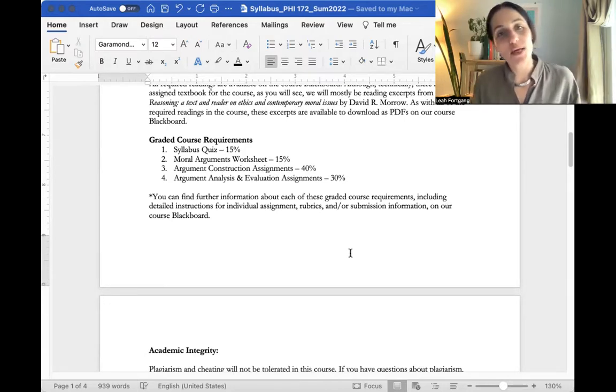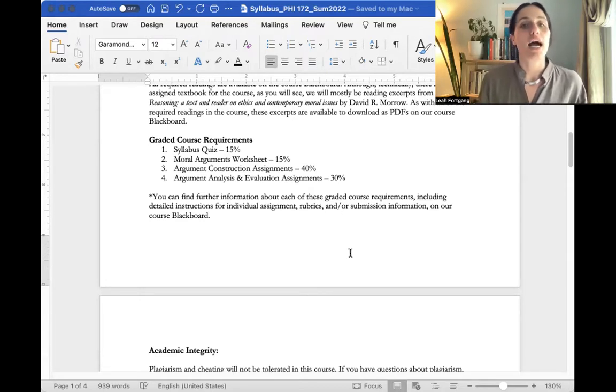And then later on in the week, we have something called the Moral Arguments worksheet, and that too is a one-off. It's just a series of questions, mainly covering the central concepts in the readings that were covered that week, the first week of the course. And then finally, you have these 2 different assignments, the argument construction assignment and the argument analysis and evaluation assignment.